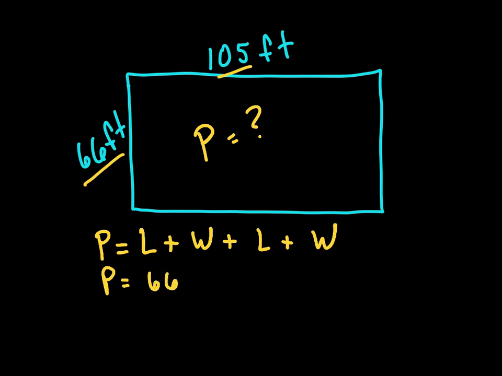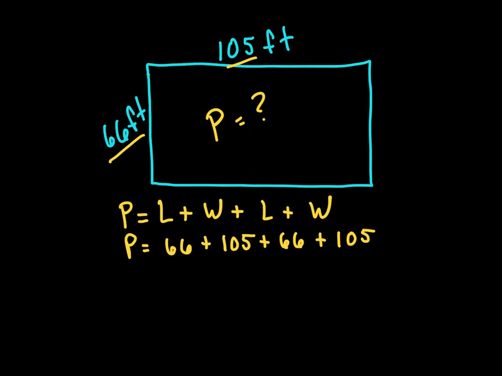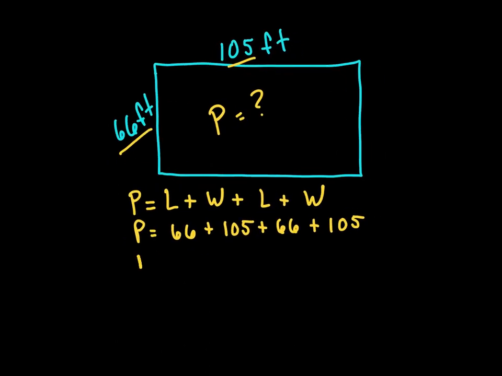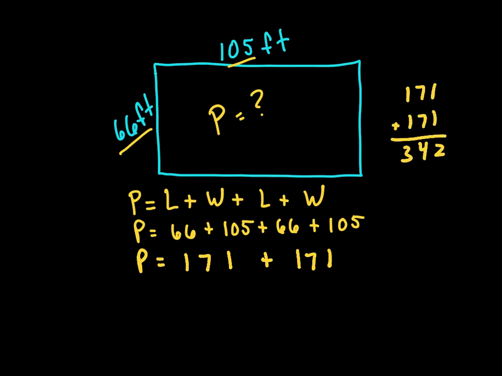So we have 66 plus 105 plus 66 plus 105. And then we're going to add these up. When we add them up, P is equal to, well, we've got 105 plus 66, so we got 171 plus, again, 171. And when we add them up, we get 342. P is equal to 342 feet.